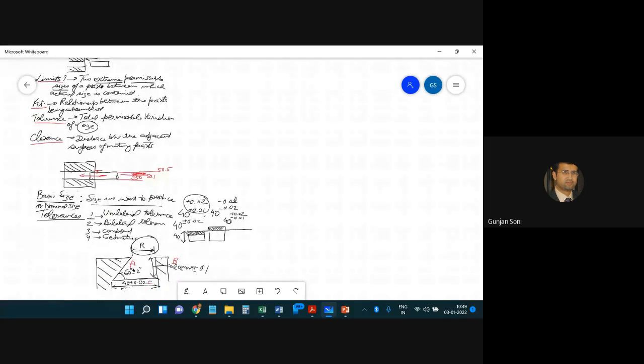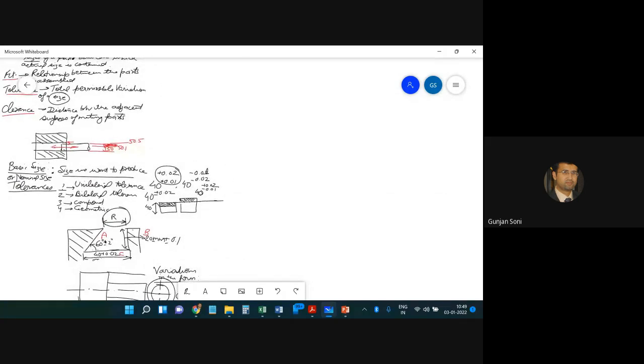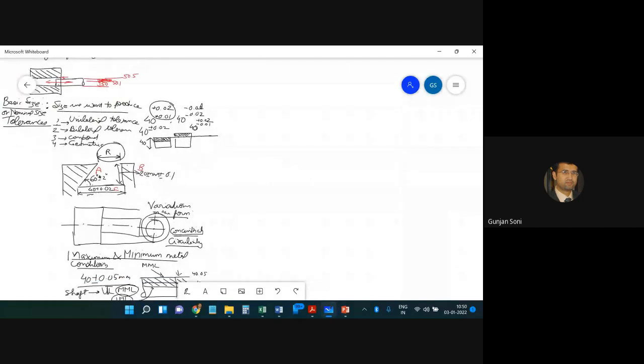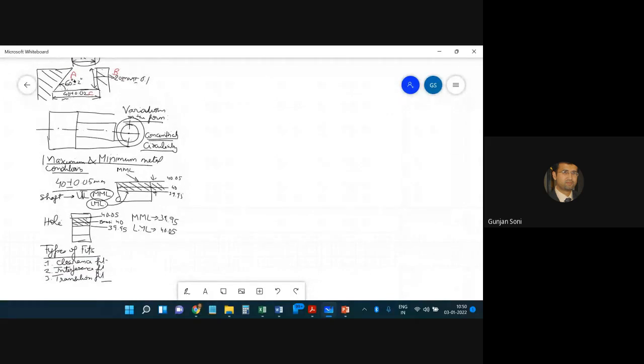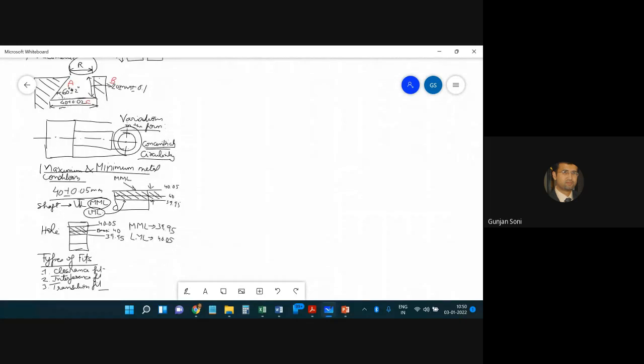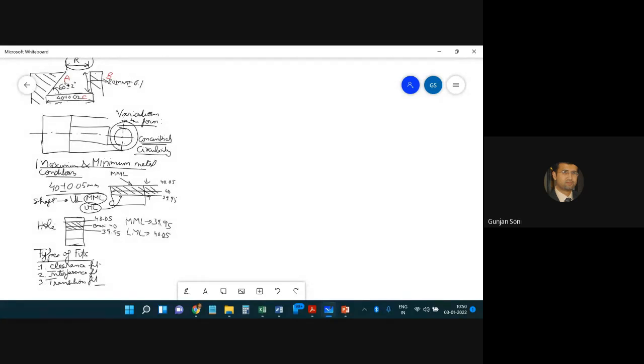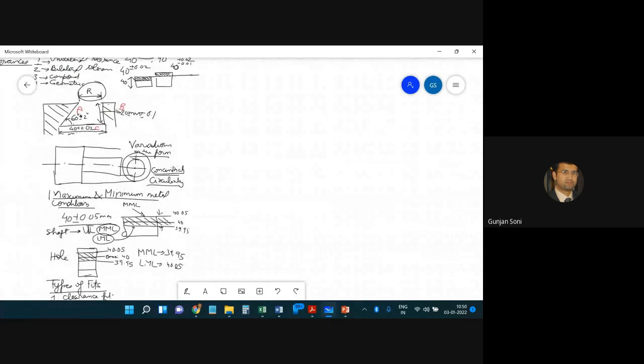Then we understood the term basic size, or nominal size, that is the size which we want to produce. Types of tolerances we understood: unilateral, bilateral, compound, and geometric. For geometric, we saw a video on how dimensional tolerances are different from geometric tolerances. And then we talked about maximum and minimum metal conditions for a hole and a shaft, which are reversed to each other. And then we talked about the types of fits.